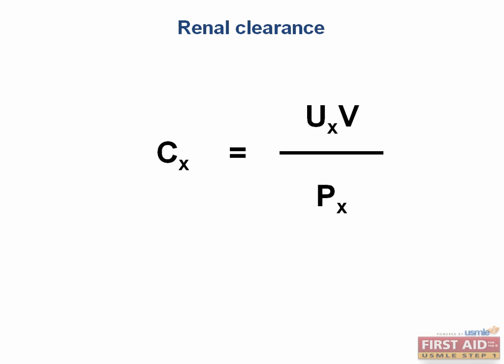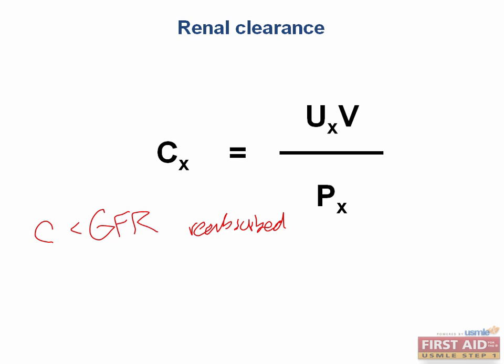Measuring the clearance of a substance and comparing it to the glomerular filtration rate can tell us how the nephron is processing that substance. Remember that the GFR is the amount of plasma filtered through the glomerulus per minute. If the clearance of a drug is less than the GFR, how do you think the nephron is processing that substance? Well, it's being reabsorbed. The kidneys are trying to hold on to some of that filtered substance.